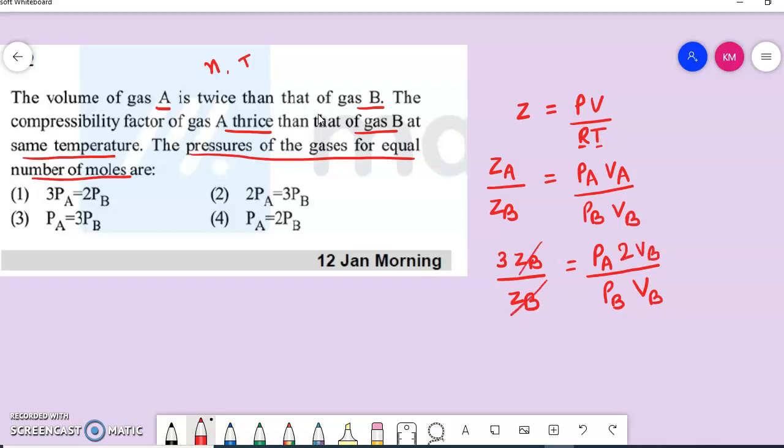So ZB gets cancelled, VB gets cancelled. Then what will we get, guys? So if you just see, 2PA, PB send it to that side, it will give you 3PB. This is the answer. This answer is there in option 2. So option 2 is the correct answer, guys.